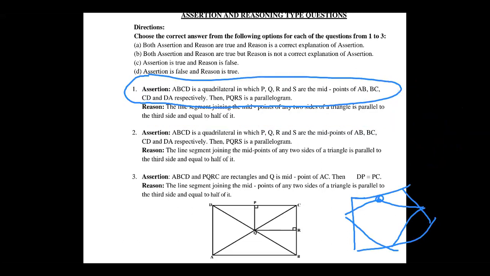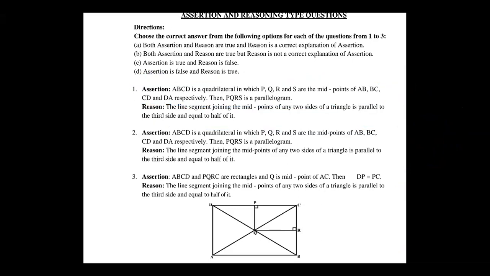Come on, Liva, read the reason. The line segment joining the midpoints of any two sides of a triangle is parallel to the third side and equal to half of it. Is it not the midpoint theorem? Yes. So they have given the midpoint theorem as the explanation for this one.